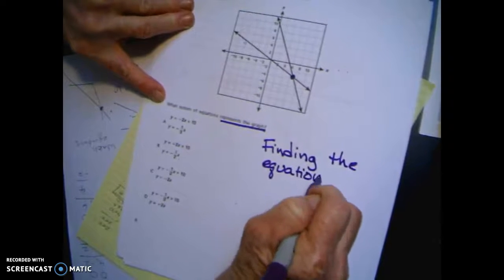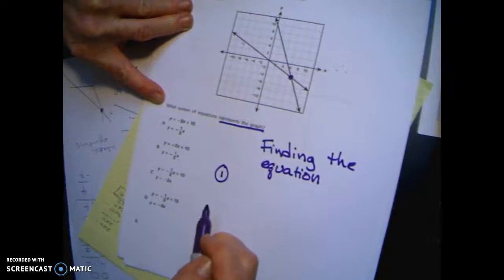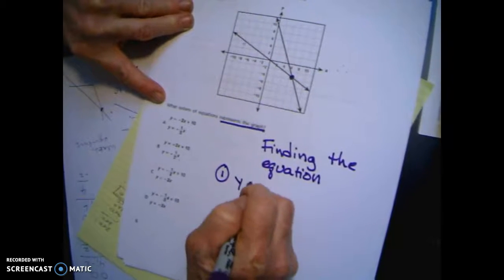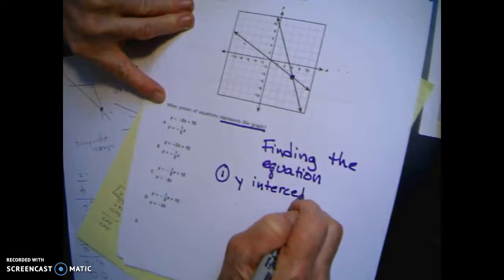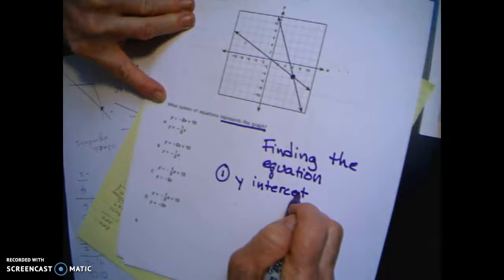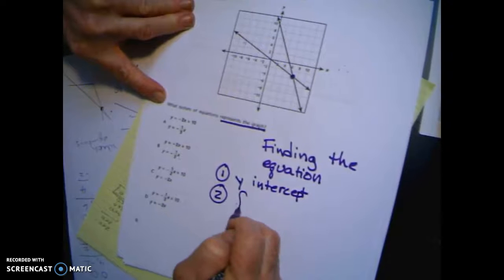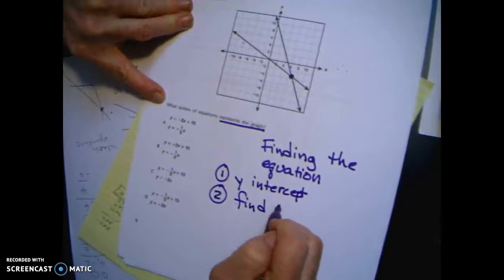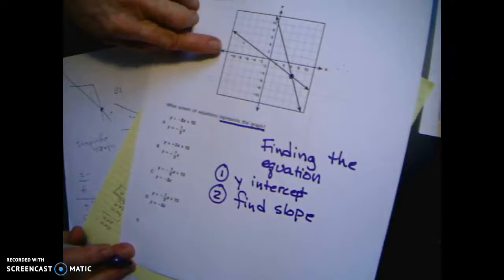And remember that the first thing I'm going to do, step 1, is look for the y-intercept. After I find the y-intercept, step 2 is to find the slope. And let's look for the y-intercept first because that's pretty easy to do.